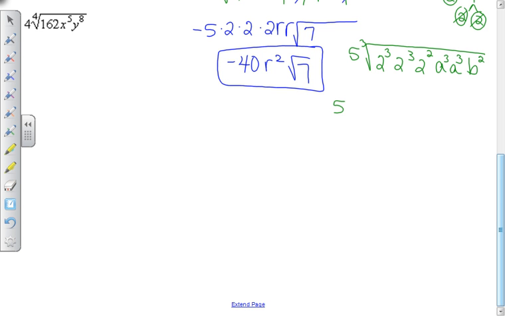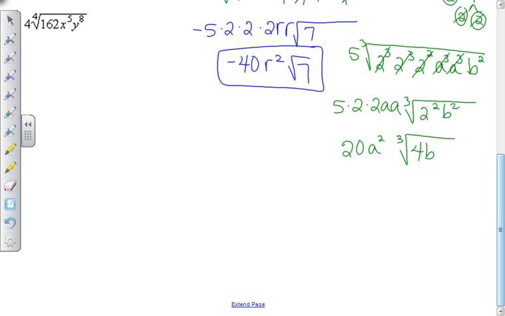So the 5 stays out front. Here's my leftovers. So what's the cube root of 2 cubed? It's 2. The cube root of 2 cubed is 2. The cube root of 2 squared I can't do, so 2 squared stays under. The cube root of a cubed is a. The cube root of b squared I can't do, and so I leave it under. So I clean it up. I have 20a squared, and my remainder is 4 cube root of 4b squared.